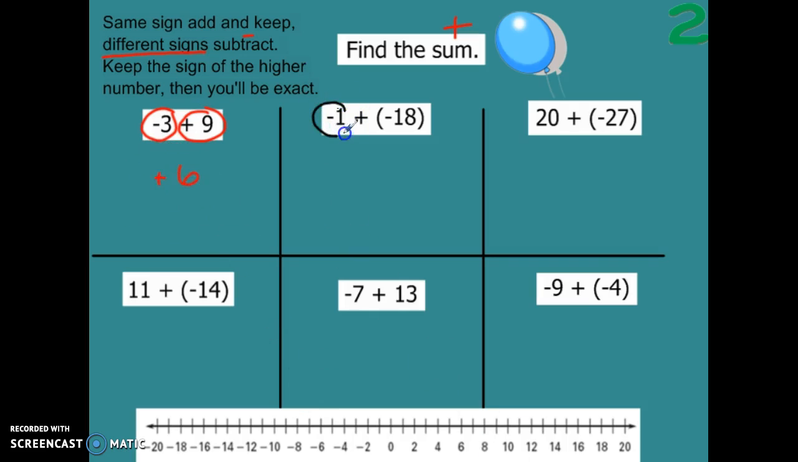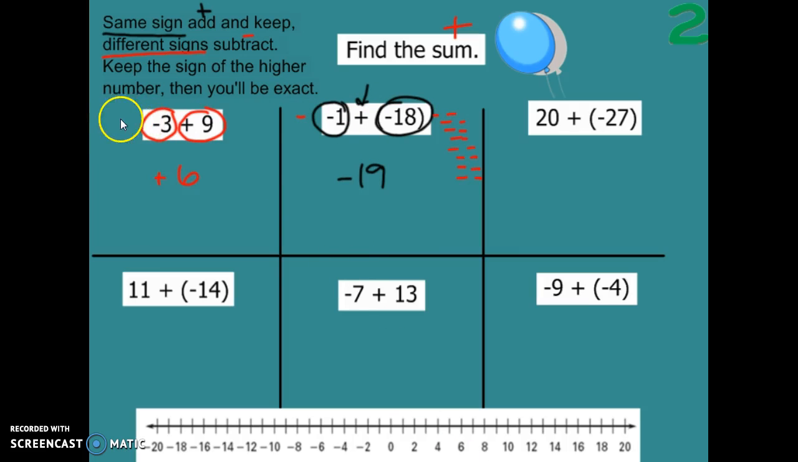Same thing here. This is a negative combined with another negative. These are the same sign, so we're going to add them together. 18 plus 1 is 19. And keep the sign. They're all negative, so it stays negative. This is because this is one negative and this is like 18 negatives. If we listed out 18 negatives, there are a total of 19 negatives.